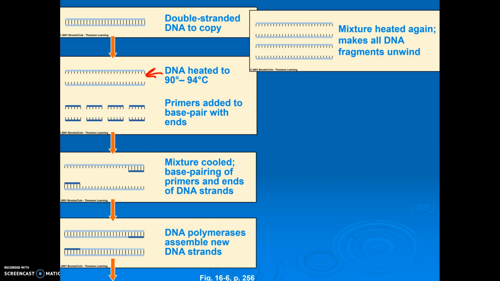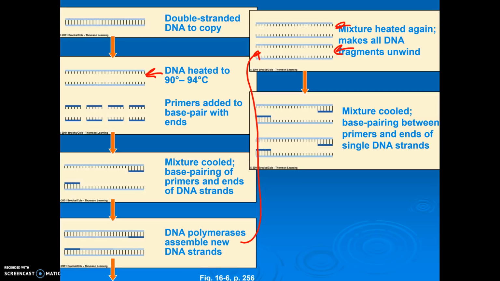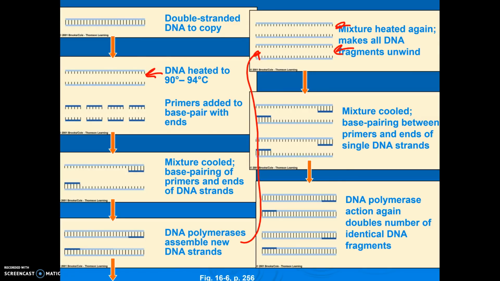Now they heat it again. So now I heat it, and notice my 2 DNAs separate, the hydrogen bonds break. I cool it, the primers attach, and now I've gone from 2 to 4. I heat it again, these 4 will separate, cool it, and 4 will become 8, 16, 32, 64. In 24 hours of thermal cycling, you have 1 million copies of the DNA.